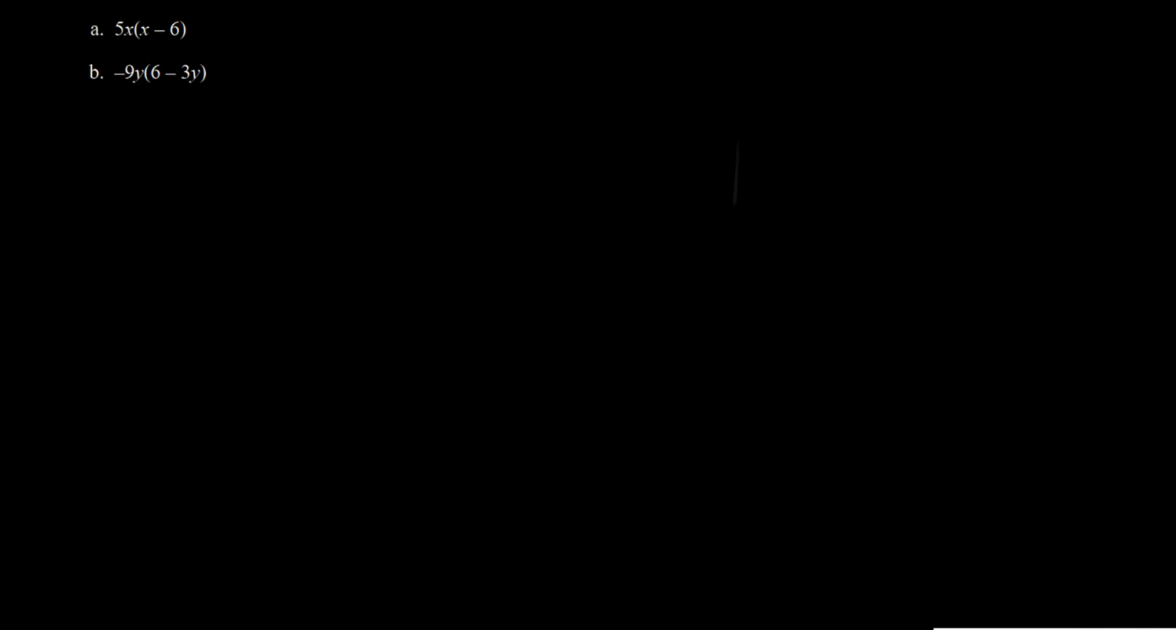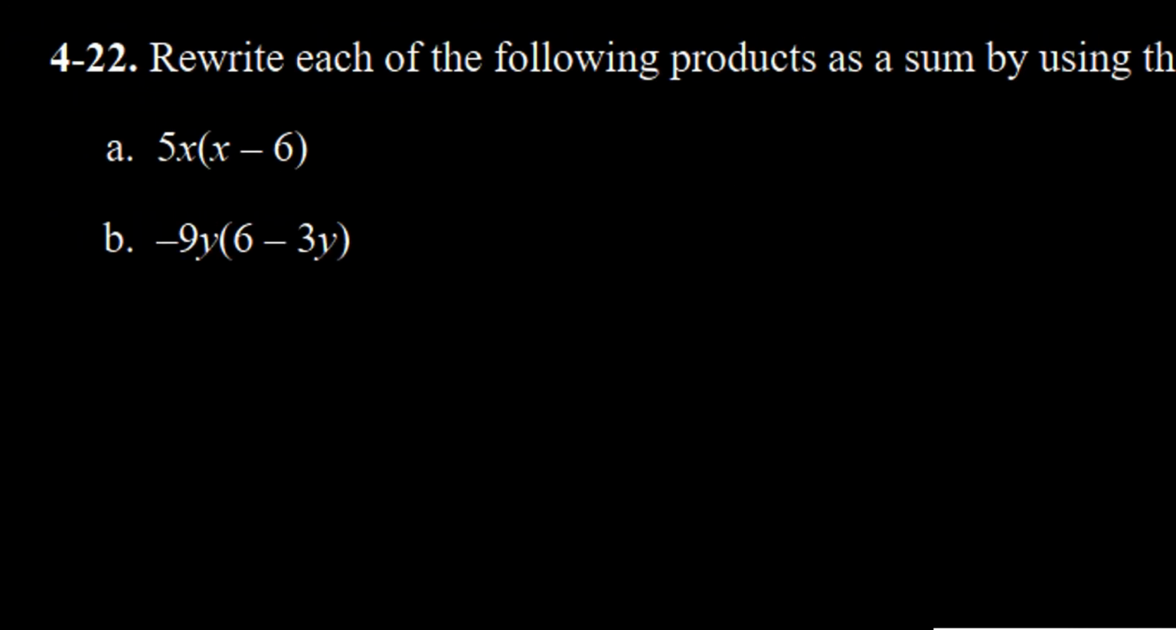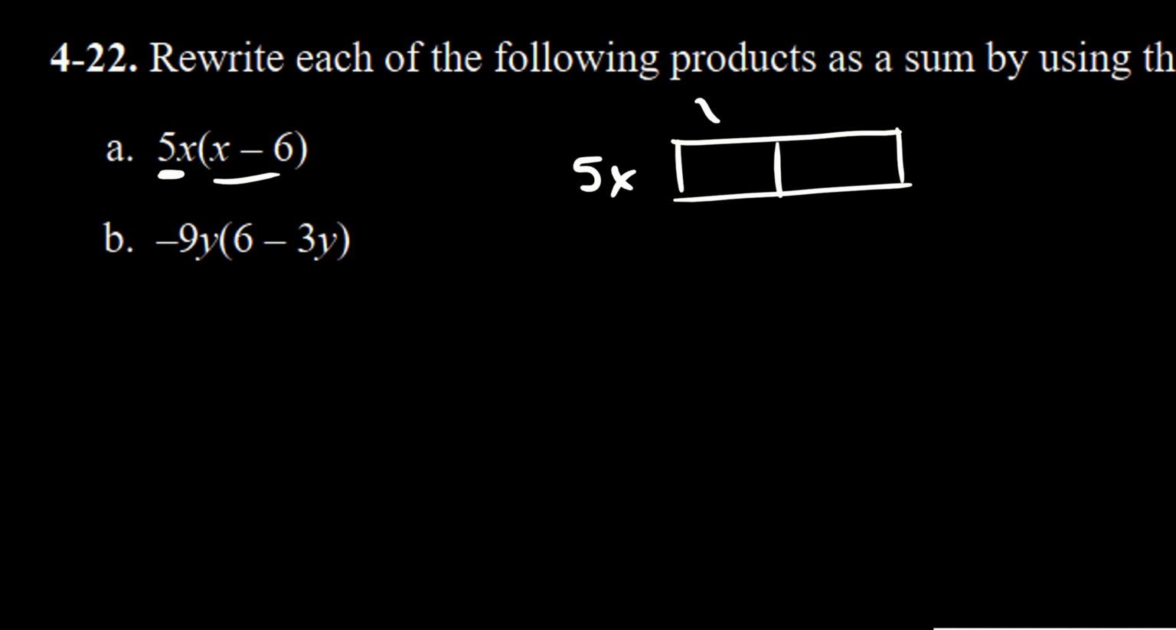All right, last question, 22 on the homework. It says rewrite each of the following using the distributive property. So they're products, and I'm going to make them into sums. This first one is just a monomial times a binomial. For convenience, I could make an area model, right? So on the area model, I could have a 5x, and then this is an x, and this is a negative 6. The value that goes in that first box would be 5x squared, and the value for the next box is negative 30x, right? So I just write 5x squared minus 30x.